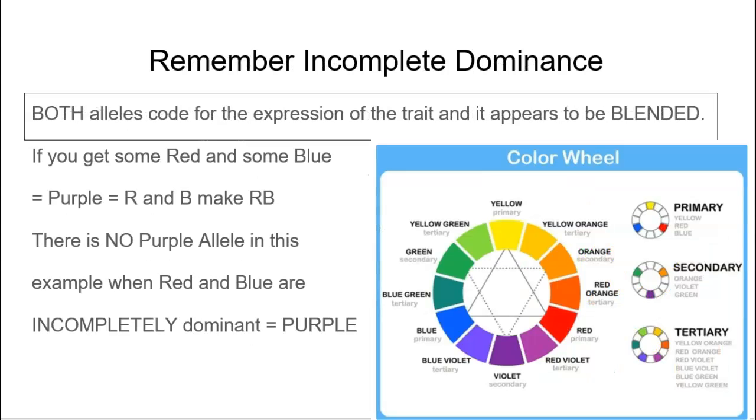Another quick review from incomplete dominance. Sometimes you end up with something that's intermediate, in between. For example, yellow and blue makes green. For example, yellow and red makes orange, or maybe red and blue makes purple. There is no in-between allele. However, there is something that is dominant and something else that is dominant, but they're not really dominant over each other. They're said to be incomplete. In this case, red and blue makes purple, RB or BR.